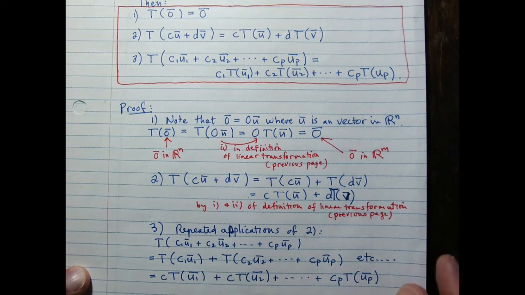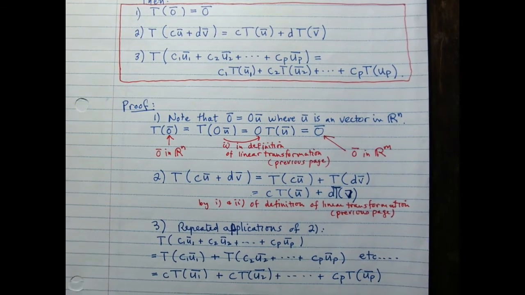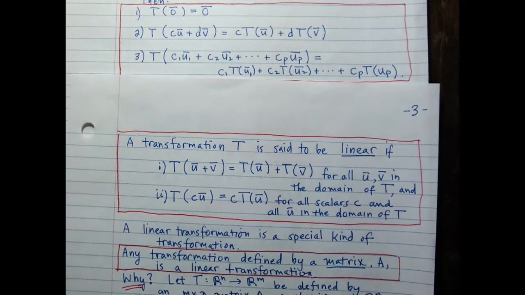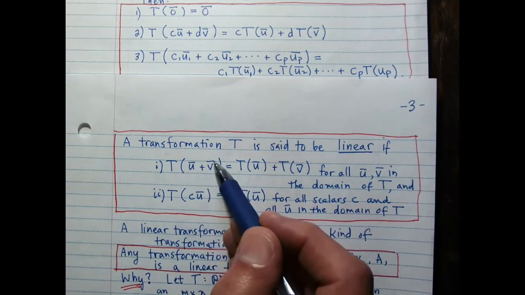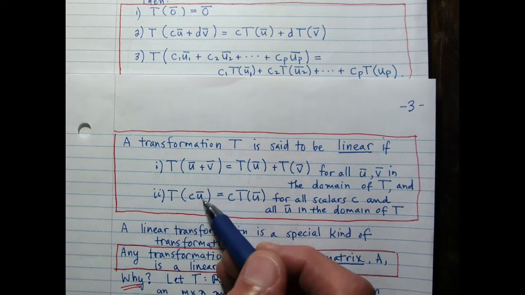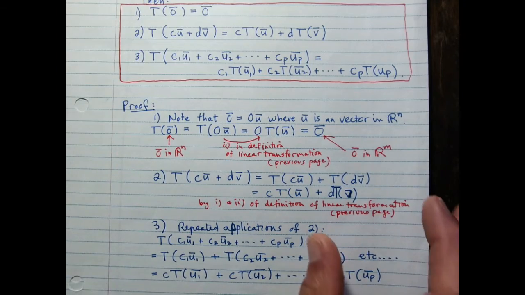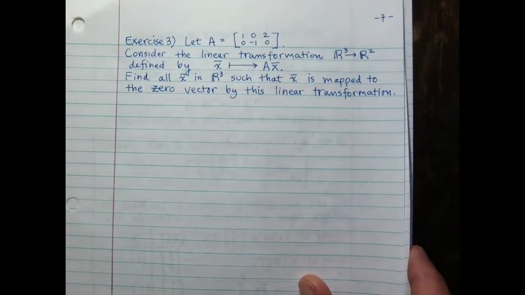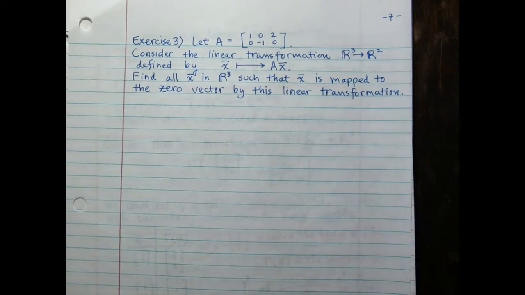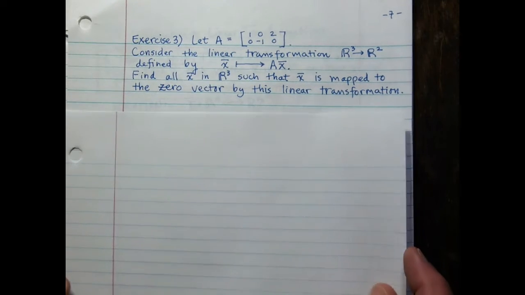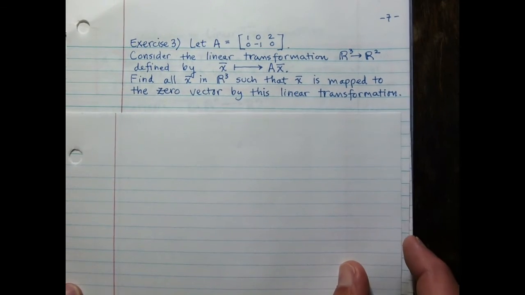I'll let you check 2 and 3 on your own. 2 and 3 are really just what happens when you combine the 2 defining properties of a linear transformation into a single situation. So let's go on to an exercise. Now we have an exercise here on the next page, page 7. And this is another case where we have this new language of linear transformation, but we're going to solve this problem by doing something we already know pretty well.